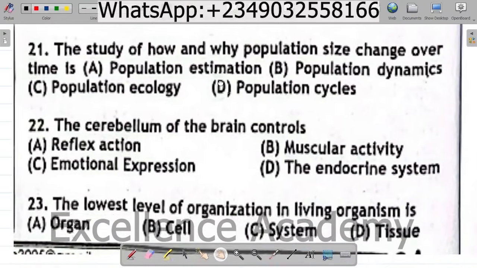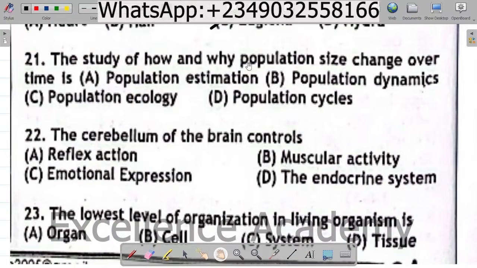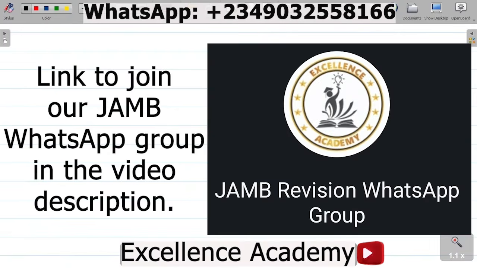Question 21. The study of how and why population size change over time is: A. Population estimation. B. Population dynamics. C. Population ecology. D. Population cycles. The correct option is B. Population dynamics.